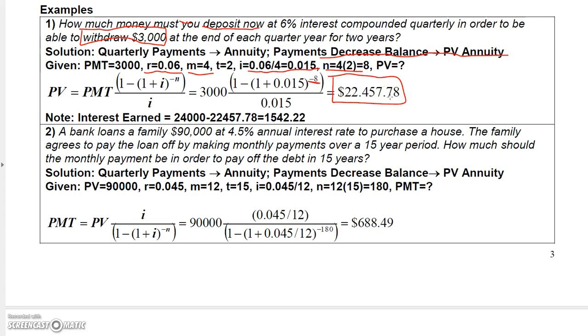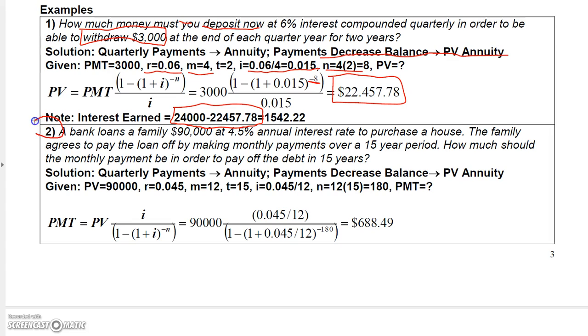And again, you can calculate how much interest the account earned, because when you put this $22,457.78 in the bank now and then start withdrawing these $3,000 payments, it's actually going to earn interest. If you want to know how much interest is earned over the 2 years, just take the amount that you're going to withdraw, which is $24,000, subtract what you deposited, and then that will give you the interest, $1,542.22.